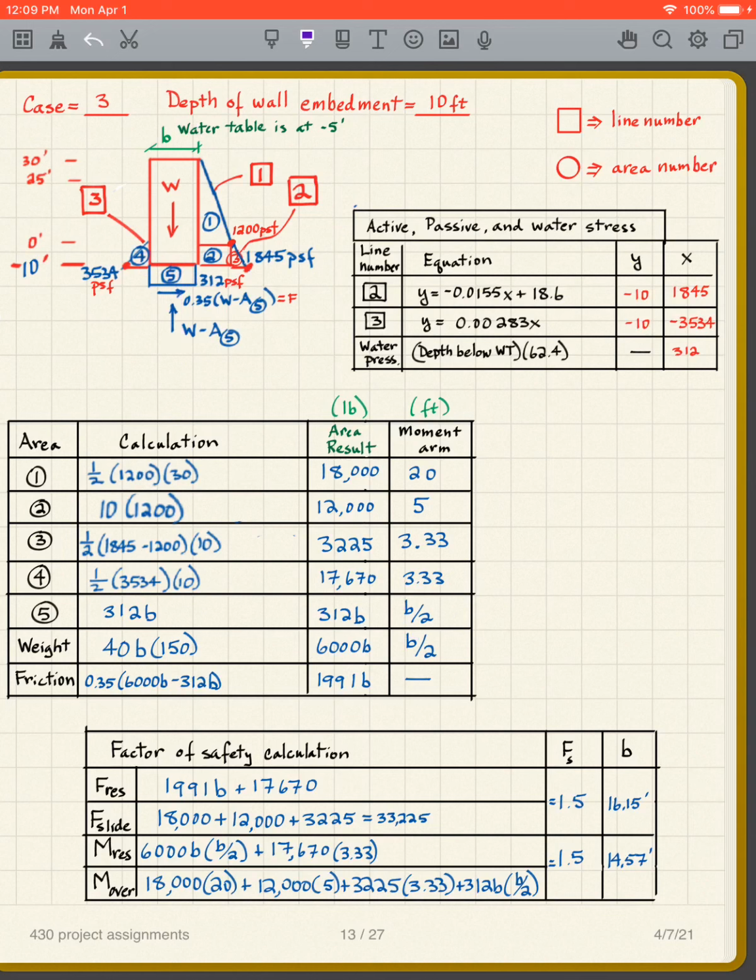And similarly for the W, the moment arm is going to be b over 2 also, because we're assuming the wall is a rectangular shape, just to keep things simple. And then we don't have a moment arm for the friction.